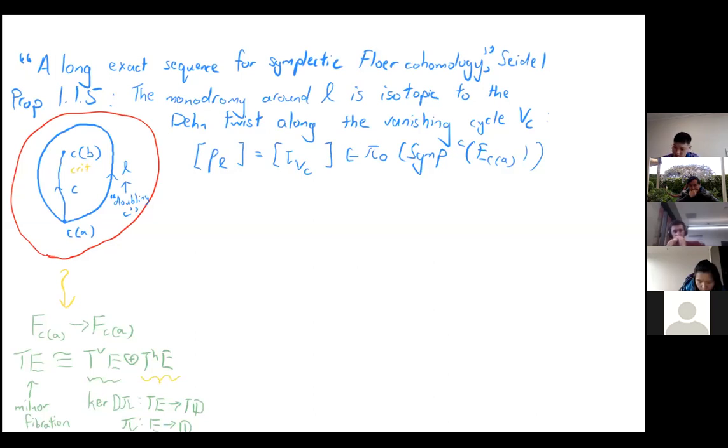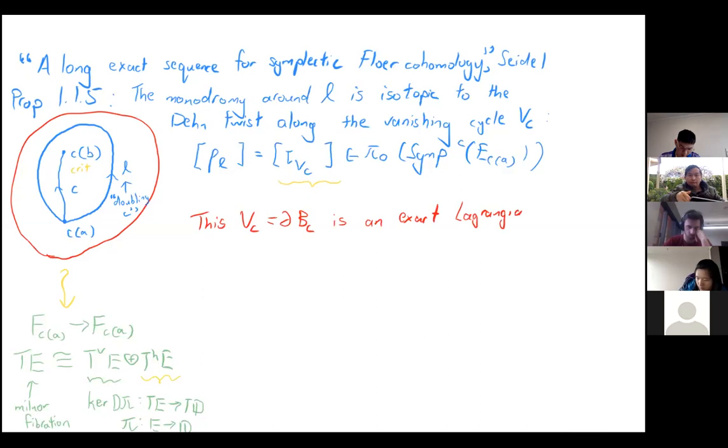How about this symplectic side? So this VC, this vanishing cycle, should be the boundary of some ball. They prove it in this paper. So this is an exact Lagrangian, but I still haven't told you what ball it is.